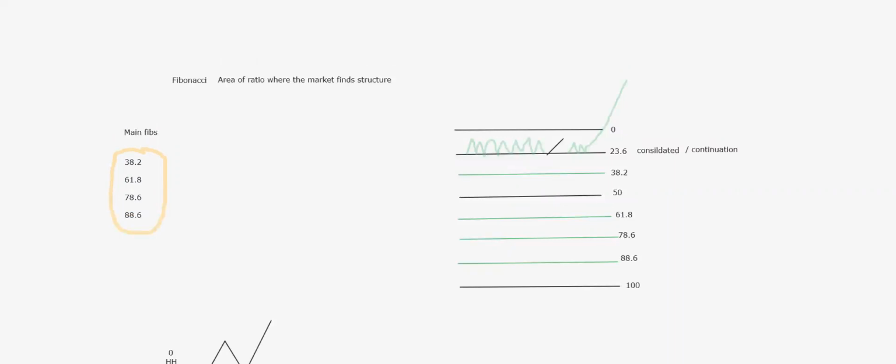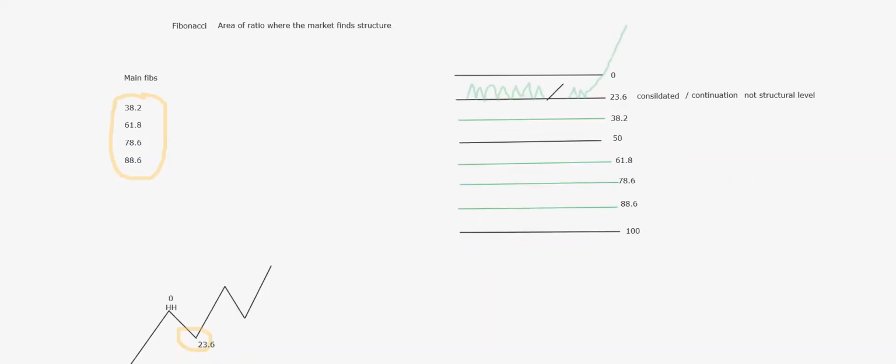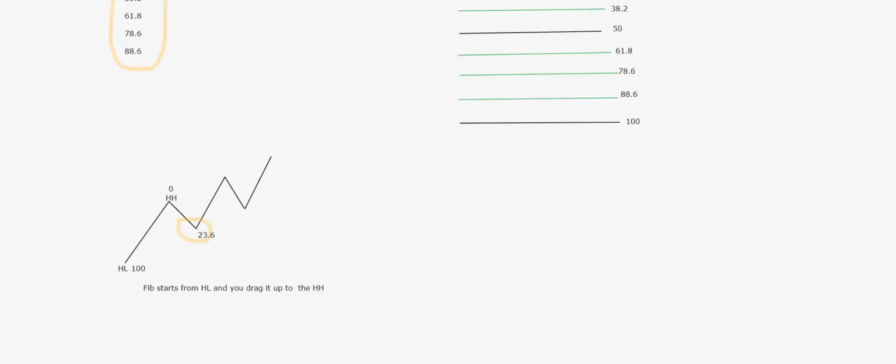23.6, not a structural level. Price only becomes a structural level once we reach 38.2 and below. All right, so down here, when price got down here to 23.6, we might see consolidation or continuation.